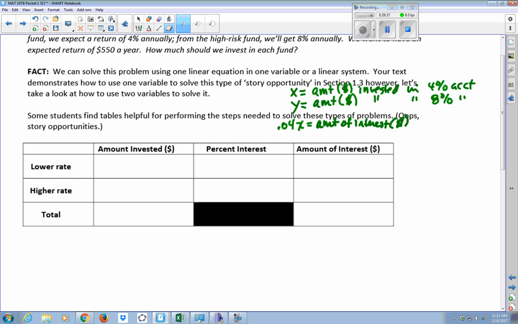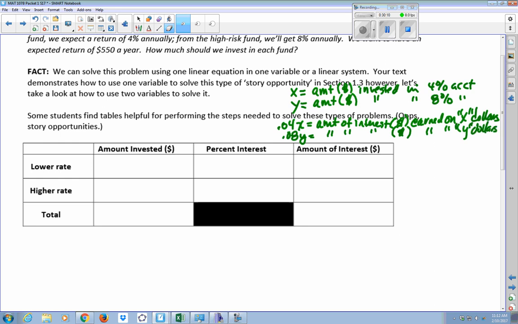in dollars earned on X dollars. That's the amount of interest you earn on X dollars. You don't have to say it's in the 4% account because the coefficient tells you that, the 0.04, so it's redundant. The 0.08y expression, dot, dot, dot, the amount of interest earned on Y dollars.